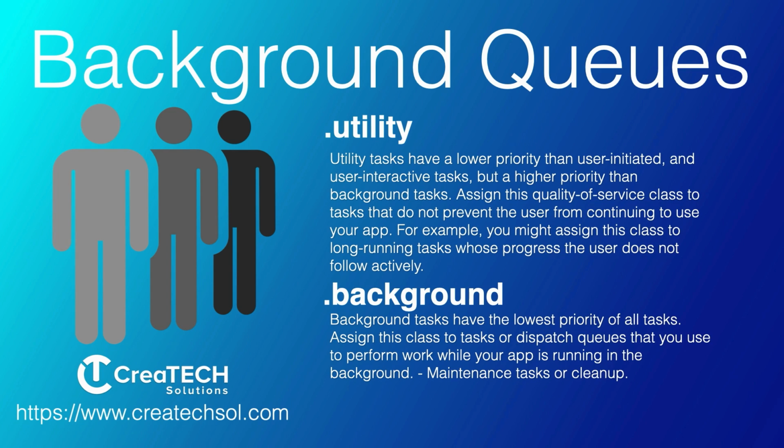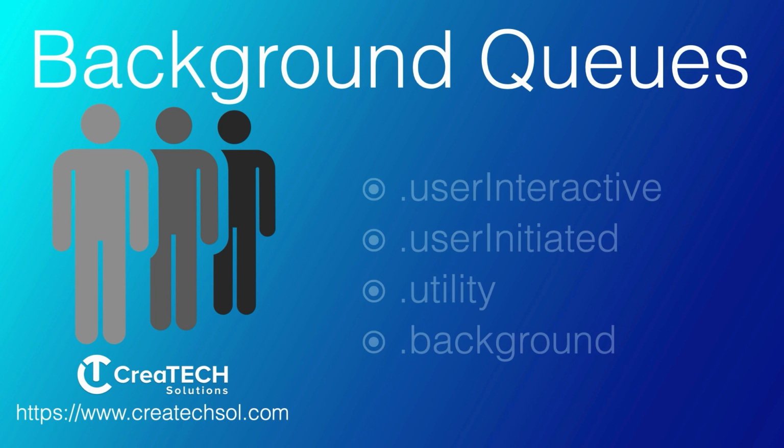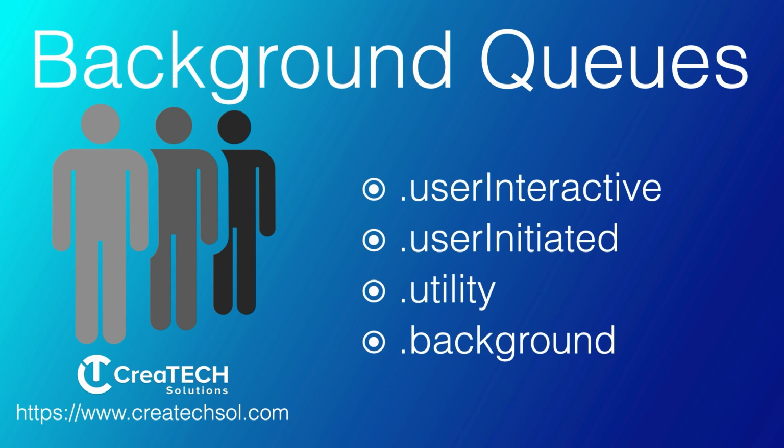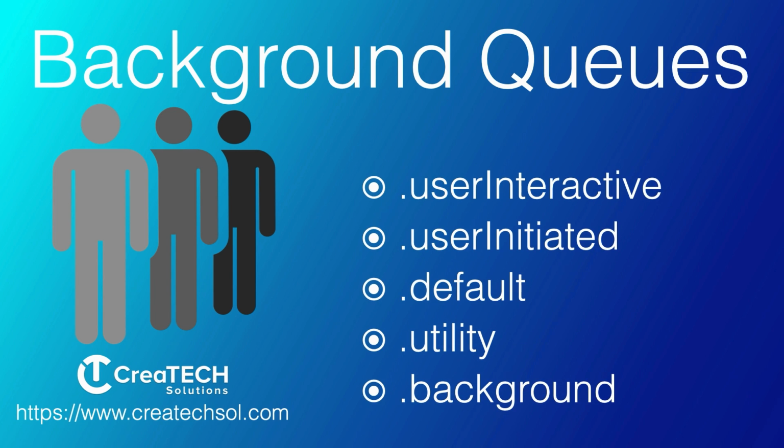Background tasks have the lowest priority of all tasks. You assign this class to tasks or dispatch queues that you use to perform work while your app is running in the background, like maintenance tasks or cleanup. So the 4 priorities are listed here in the order of priority. If you don't specify a QoS, it will be assigned the default case, which is between user-interactive and utility.